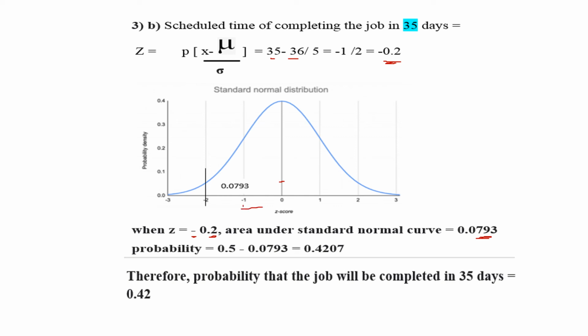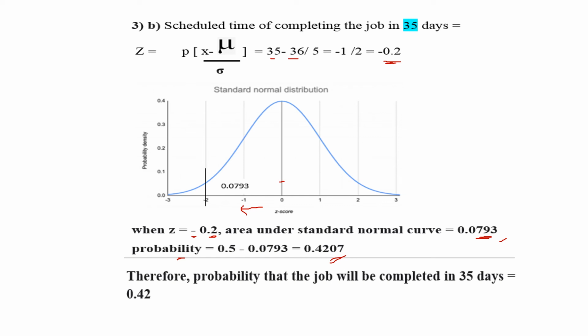Here the center portion is 0.5, and since this is negative, come to the left side. So 0.5 minus 0.0793, and that is 0.4207. That is the probability. Before we were having the positive value here.